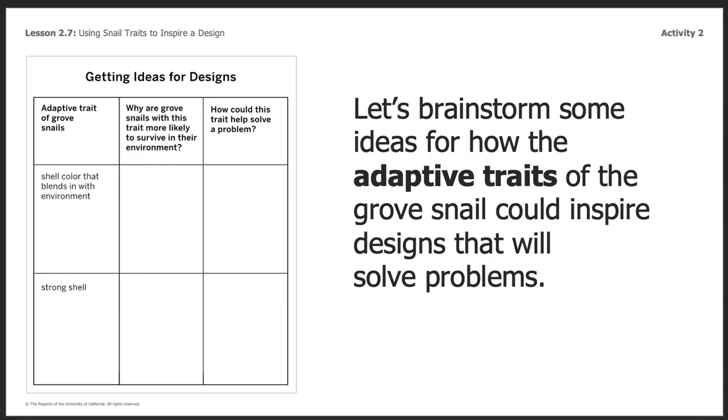Now let's brainstorm some ideas of how the adaptive trait of the grove snail can inspire designs that solve problems. So notice that we have at the top, adaptive trait of grove snail. Why are grove snails with this trait more likely to survive in their environment? And how could this trait help solve a problem? So the first adaptive trait of grove snails is the shell color that blends in with their environment. That's one of the adaptive traits that we thought of at the beginning of the unit. The banded snails blended better in their environment than the yellow snails, and that's why they weren't getting eaten as much by the birds.